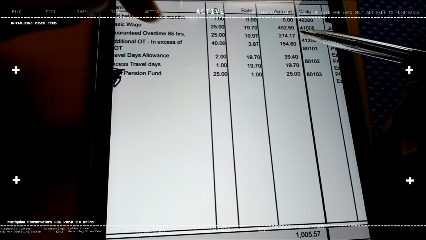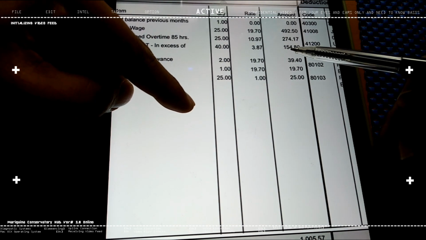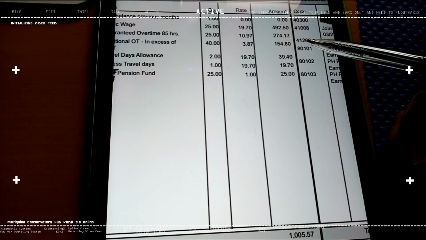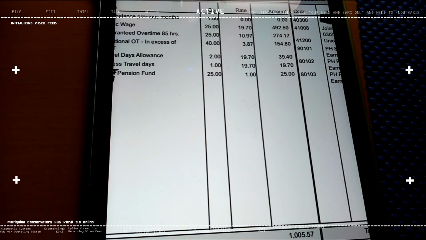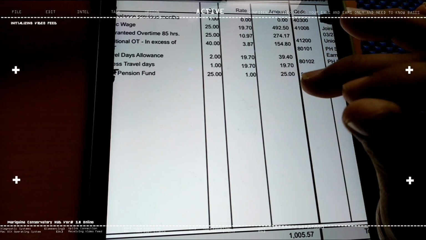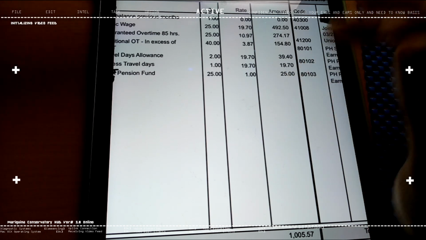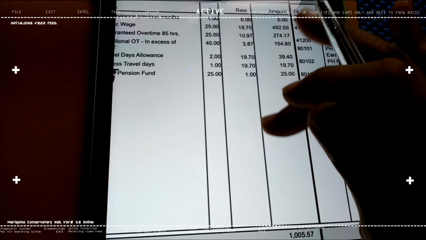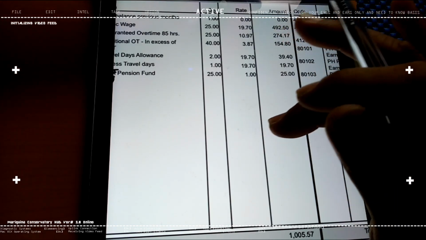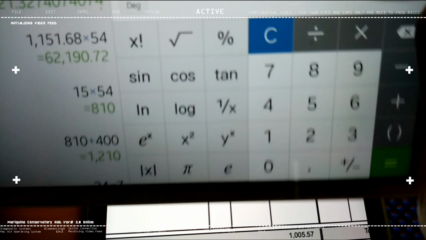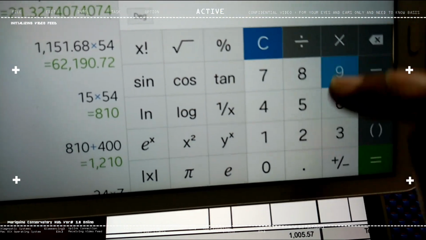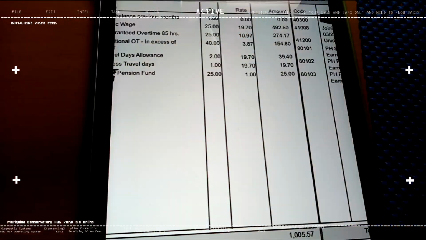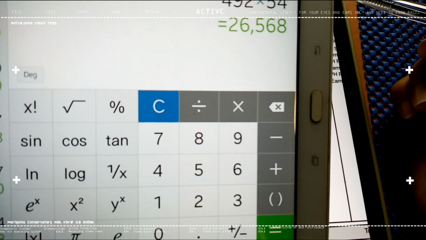So just keep that in mind. If you want to know the exact translation in Philippine pesos, you can just multiply this number by the current exchange rate, and you'll get the actual salary. But for now, for educational purposes, the US dollar to Philippine peso rate right now is 54. So $492, we'll just use a calculator right now, multiplied by 54. That's roughly 26,568 pesos.